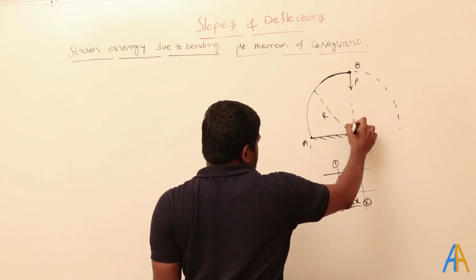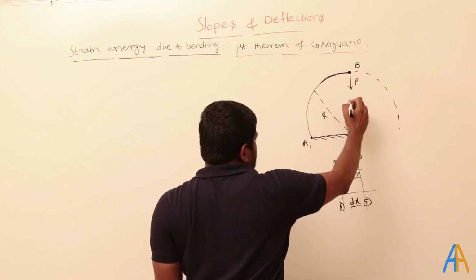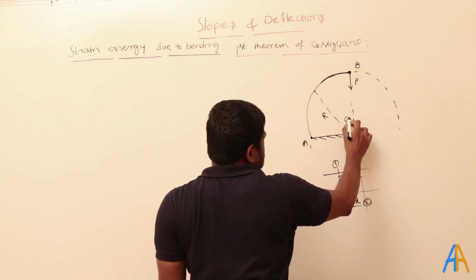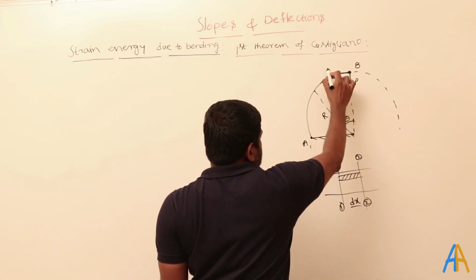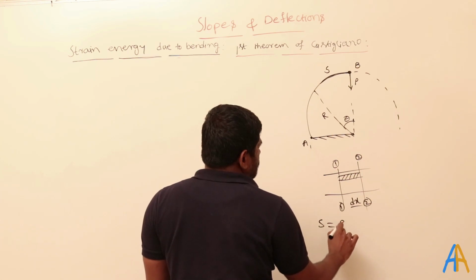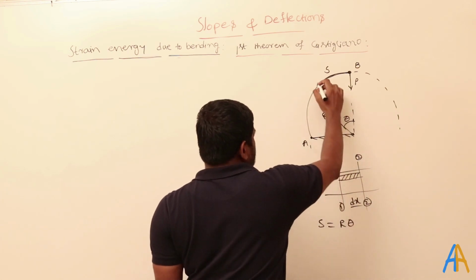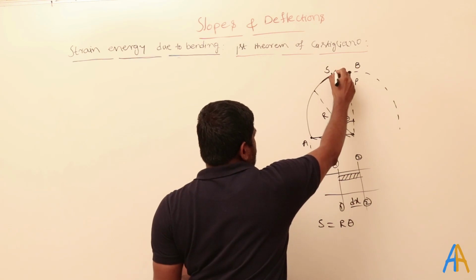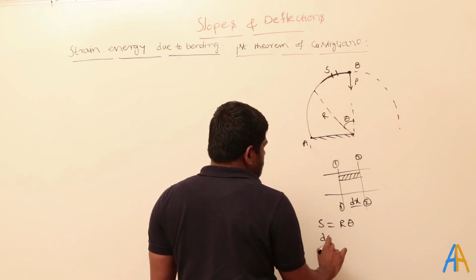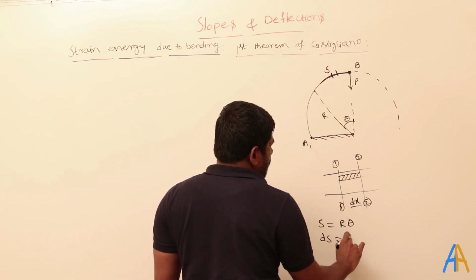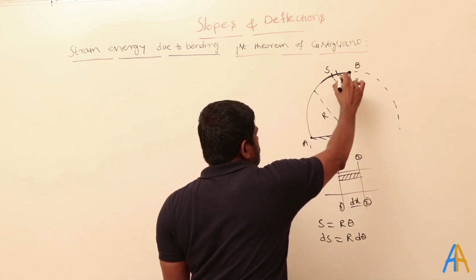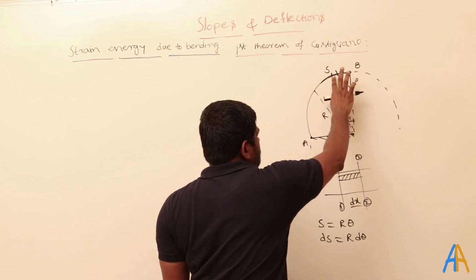For example, here, this is a sector. From here to here it is a sector, and the angle, let's take, is theta. This is the s. Then s equals r into theta. If I take only a small sector from here to here, then it is ds. So ds equals, r is always constant, r into d theta. When I take a small sector, it becomes a small d theta.